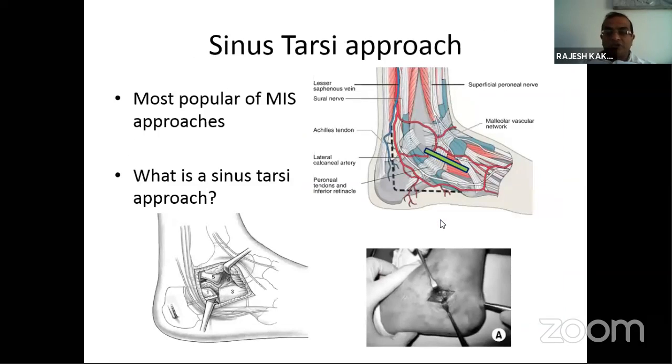The other approach that is commonly used is the sinus tarsi approach, which is from the tip of the lateral malleolus to the fourth metatarsal. It gives you direct access to the posterior facet of the subtalar joint, but then you have to use indirect methods to reduce the calcaneal tuberosity fragments.